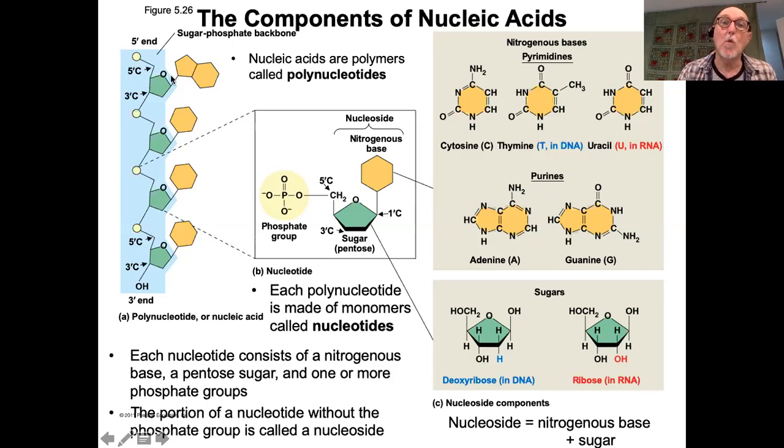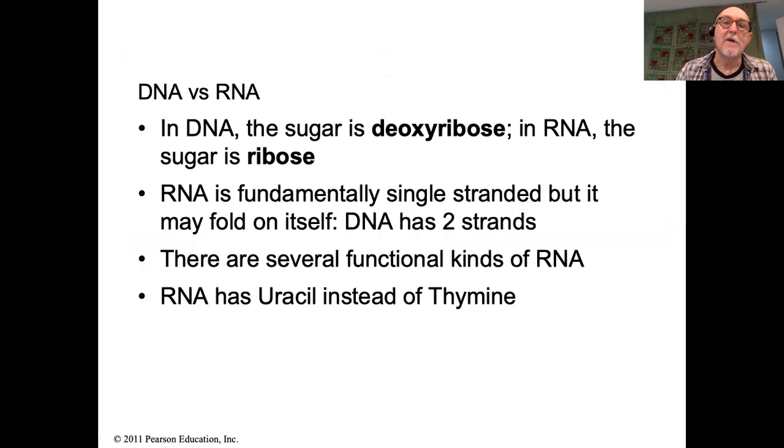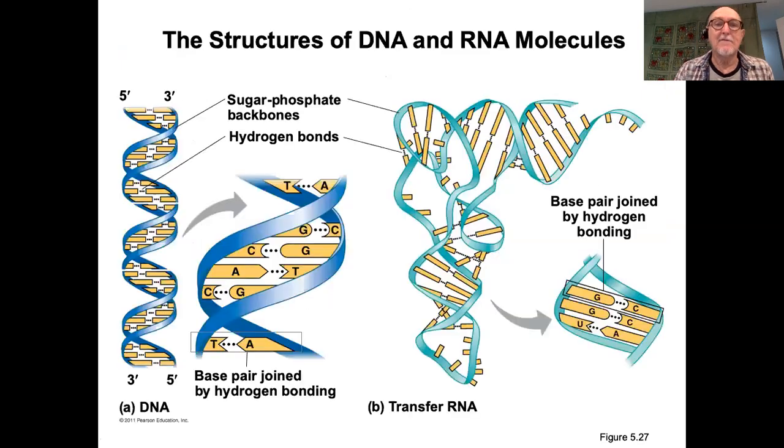Okay, so we've got one strand here, but DNA is not a single strand. RNA is. RNA is a single strand of nucleic acid. DNA is not. DNA is a double strand. So how is that formed? Well, it forms the double strand by matching bases.